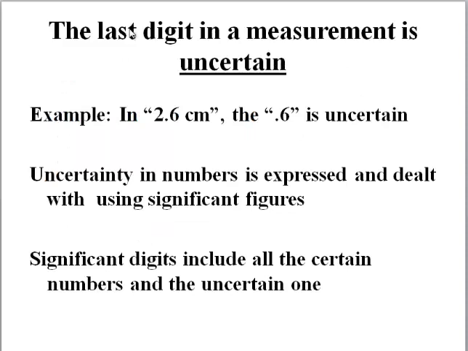The last digit in any measurement in the laboratory is uncertain. In our example 2.6, for example, the 0.6, or this 6, is uncertain. Might be 5, might be 7. Uncertainty in numbers is expressed and dealt with using significant figures, or significant digits. The significant digits are all the certain numbers in a measurement and the uncertain one. And further, the uncertain one is the last significant digit in the number.